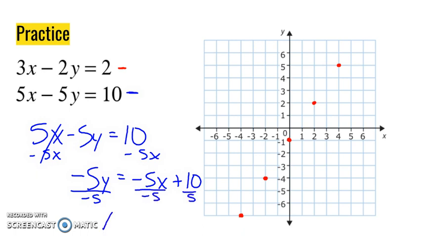And that gives me y equals a positive x. Negative 5 divided by negative 5 gives me a positive 1. And then I've got to take a positive 10 divided by a negative 5. Sorry, I forgot that negative there. Which gives me a negative 2. Okay? So on this one, I've got a y-intercept at negative 2, and then a slope of 1.